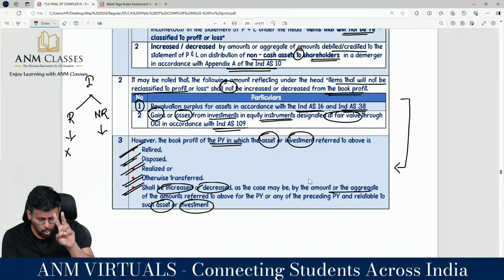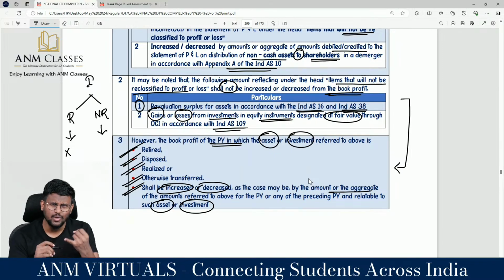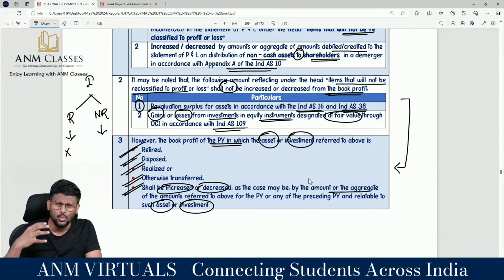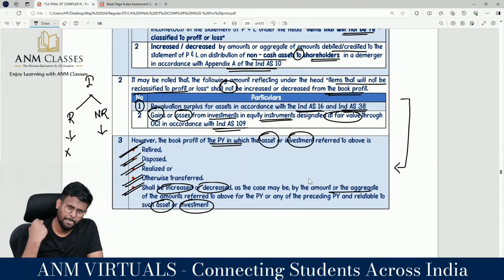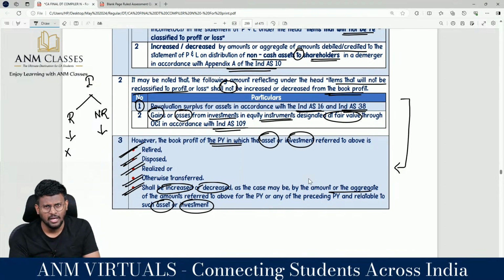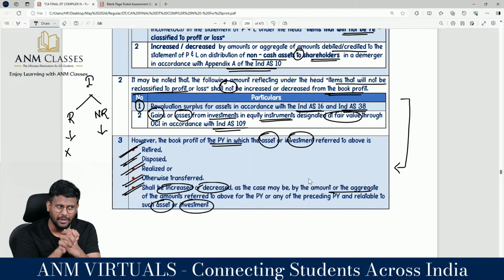But it is having two exceptions. Number one, revaluation surplus, because it's only a notional entry, a book entry. As per Ind AS 16 or Ind AS 38, you would have made some notional profit in the books of accounts. If you are creating any notional profit, what the government is saying is don't pay MAT on that.